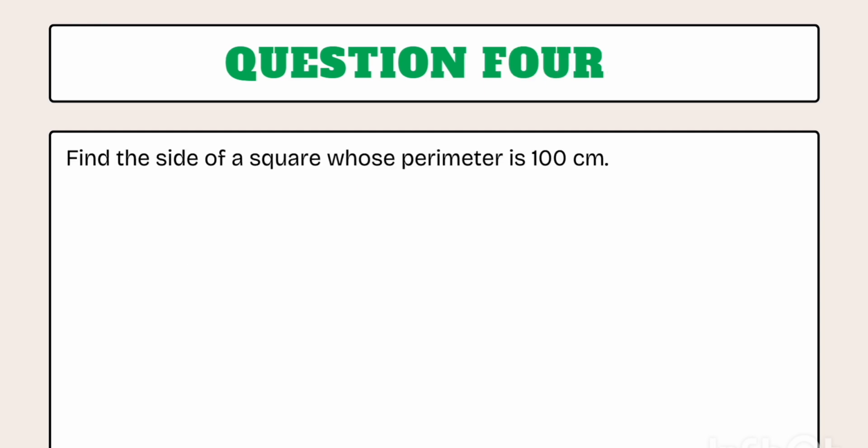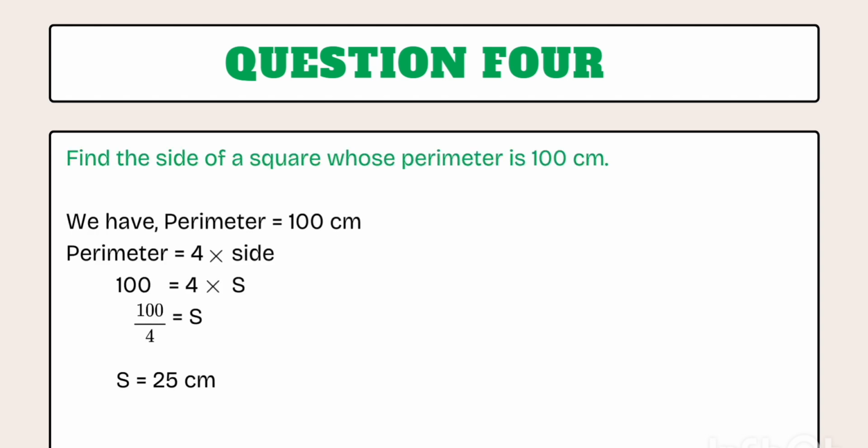Next question. Find the side of a square whose perimeter is 100 centimeter. In this question, perimeter is given. We have to find the side of a square. So, formula of perimeter equals 4 into side, or we can use the formula side equals perimeter divided by 4. So, s equals 100 divided by 4. So, s equals 25 centimeter. So, side of a square is 25 centimeter.